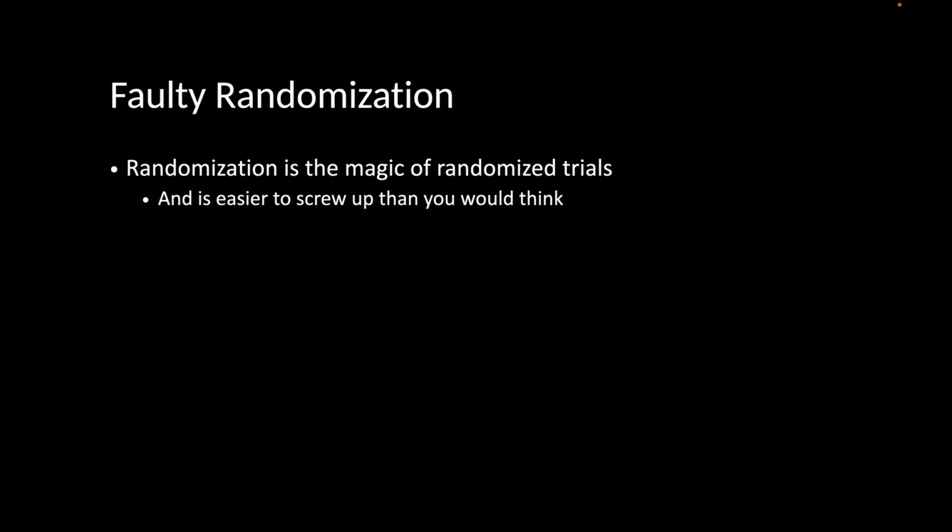The first one is a weird one, which is actually faulty randomization, which is not so much that we're mismeasuring the exposure status, but we're not actually accurately randomly assigning people to exposure status. And you'd be amazed at how easy it is to mess up randomization. It seems kind of simple, but remember, randomization is the secret sauce of randomized trials. That is the magic. And if you mess up randomization, you can lead to bias. An example of this is block randomization.